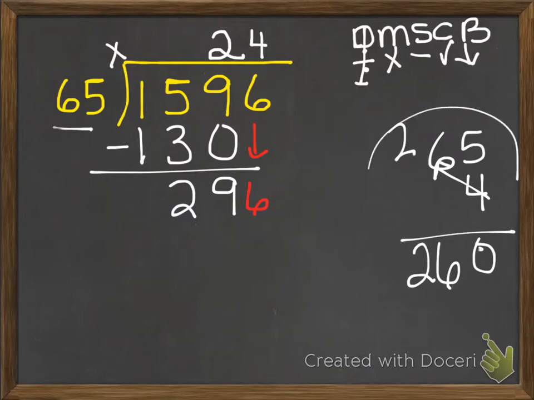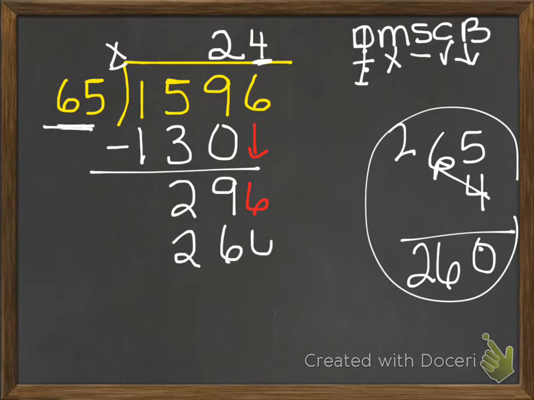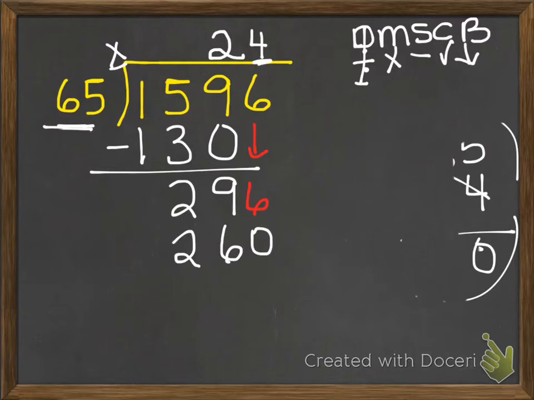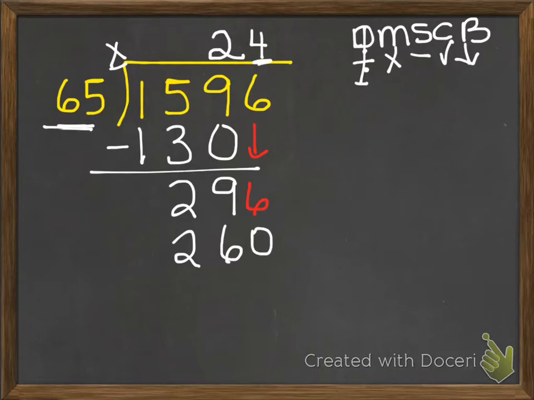Now I've already multiplied down here, so 4 times 65 is 260. And now, if you're working this on your own paper, obviously you don't have to erase, but I have very limited space here, so that's why I'm erasing that. Otherwise I wouldn't bother erasing.